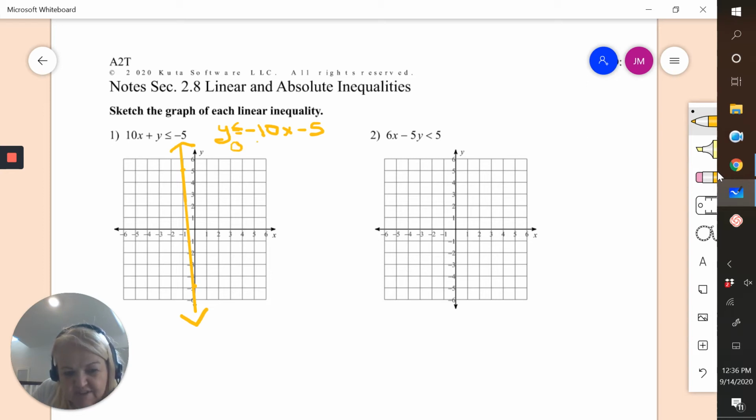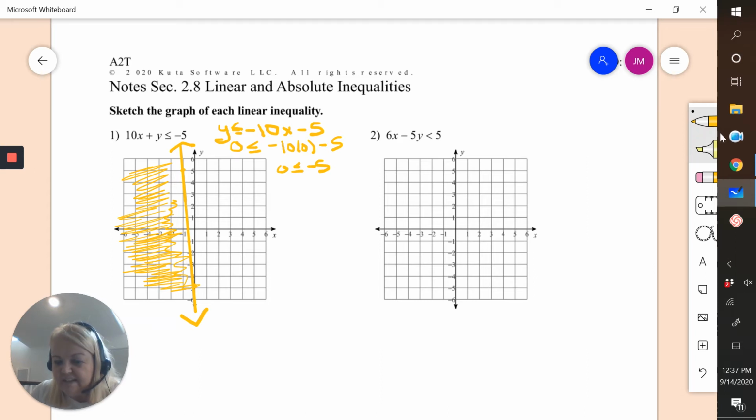So is 0 less than or equal to negative 10 times 0 minus 5? So is 0 less than or equal to negative 5? And the answer to that question is no. 0 is not less than or equal to negative 5. So I don't shade the side with 0, 0. If that were a true statement, I'd shade the side with 0, 0. So I shade this side of the graph. Every point on this side of the line, including the points on the line, fit this equation, are solutions to this equation.